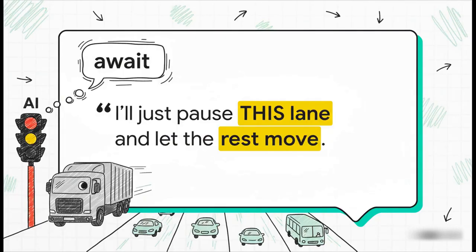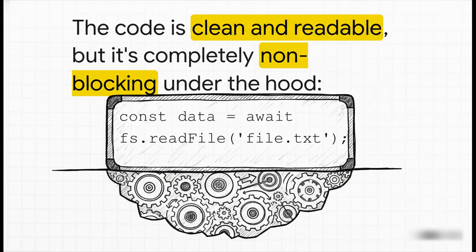This really nails it. That await keyword, it's basically you telling the AI traffic light, look, I need to wait for this truck to pass right here in this function. But just pause this lane. Let everybody else keep moving. It's brilliant. And just look at how clean that code is. It almost looks like the simple synchronous code we started with, which makes it so much easier to read and understand. But under the hood, it's still completely non-blocking. You literally get the best of both worlds, easy to read code and super efficient performance.